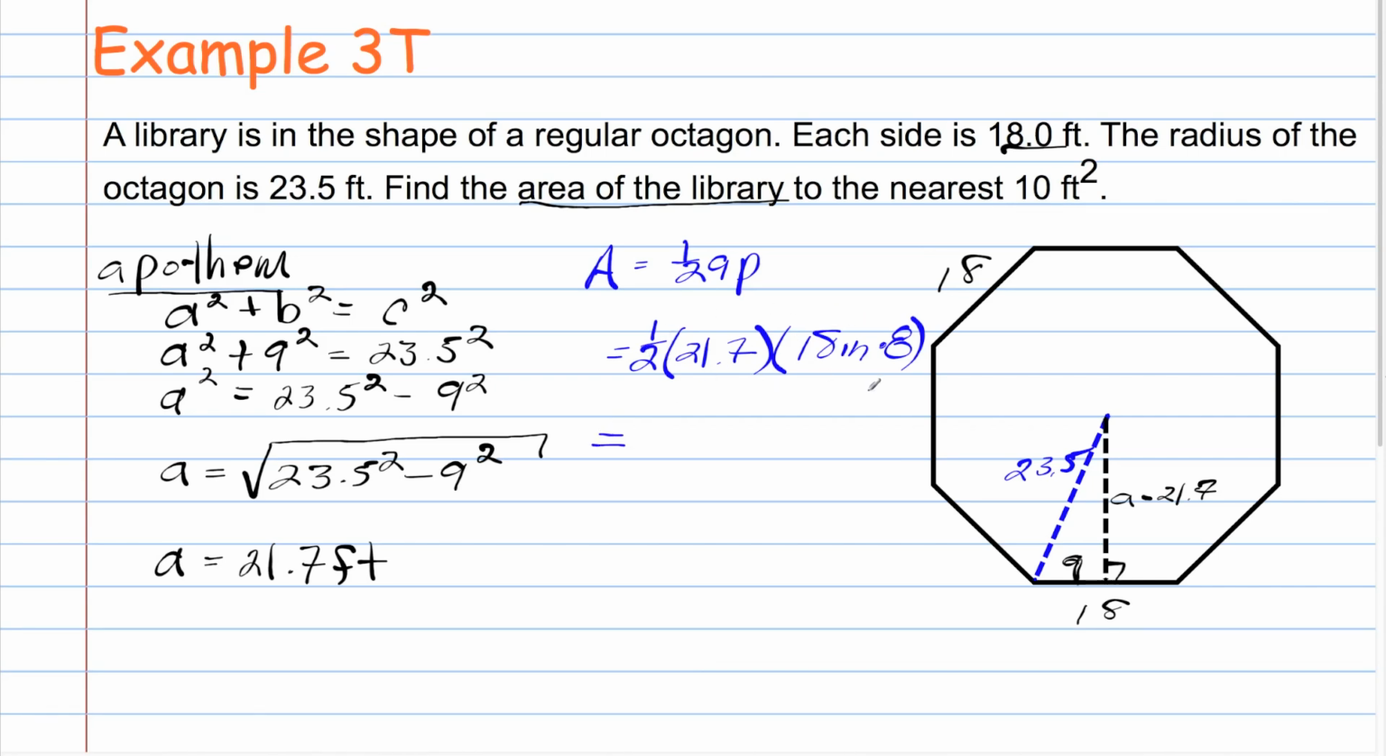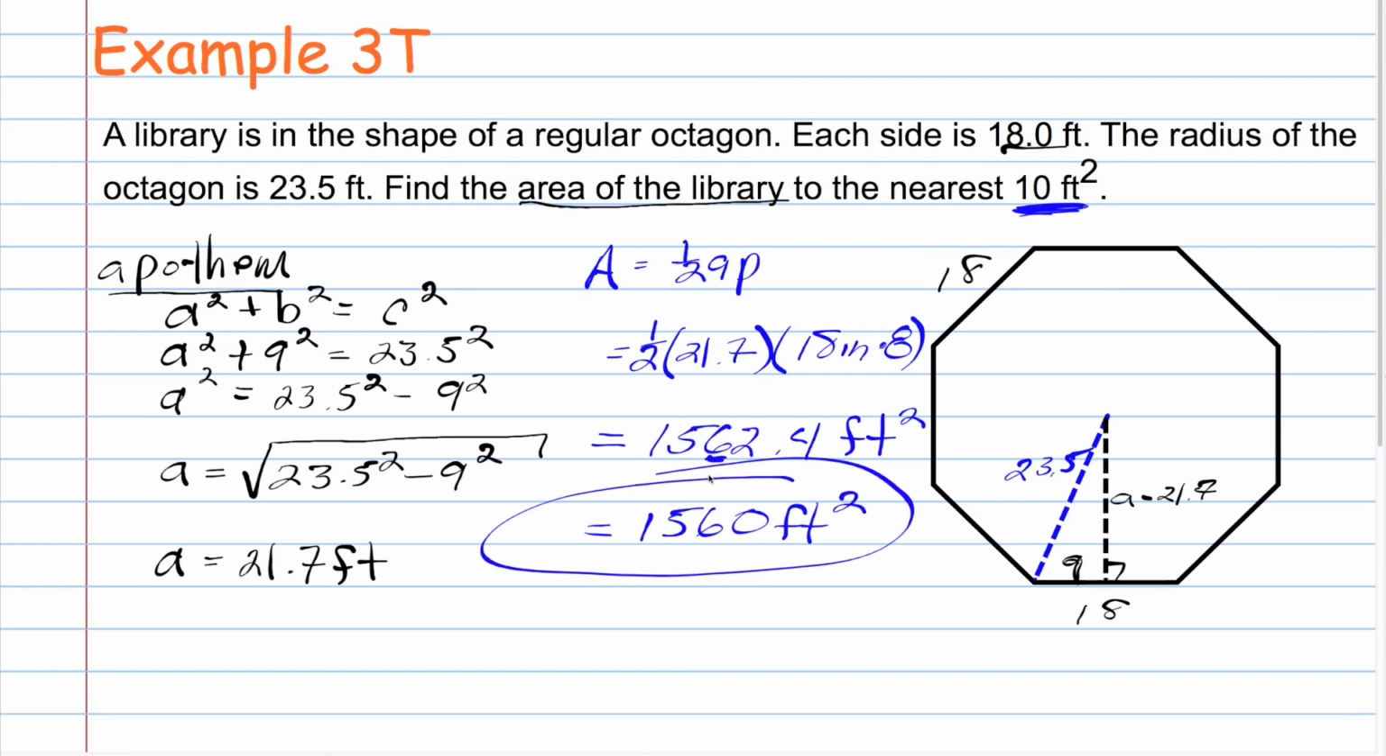Now I can run this into my calculator: 0.5 times 21.7 times 18 times 8. When I do that, it comes out to approximately 1,562.4, and that would be square feet. But this isn't the correct answer because it wants us to round it to the nearest 10 square feet. So I want to round it here in the tens place. The 2 tells me to keep the 6 a 6 and make the ones place a 0. So that'd be approximately 1,560 square feet. And that would be the area of that library.